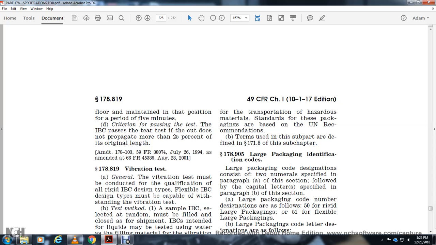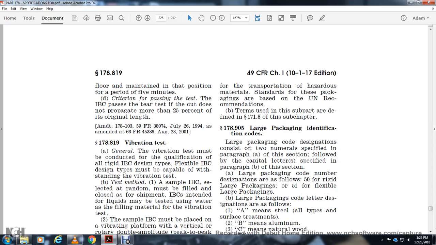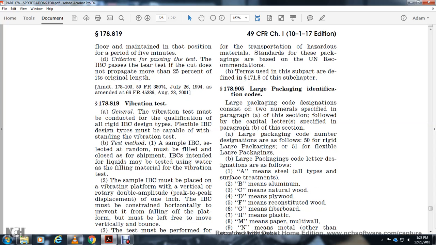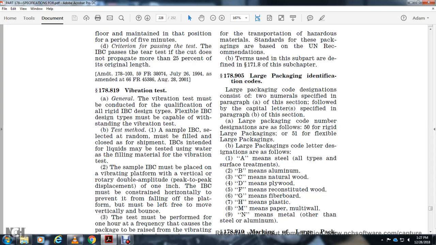paragraph A of this section, followed by a capital letter specified in paragraph B of this section. Large packaging code number designation: 50 is rigid large packaging, 51 is flexible large packaging. Large packaging code letter designation: A means steel, all types and surface treatments; B means aluminum; C means natural wood; D means plywood; F means reconstituted wood; G means fiberboard; H means plastic; M means multiple wall; N means metal other than steel and aluminum.